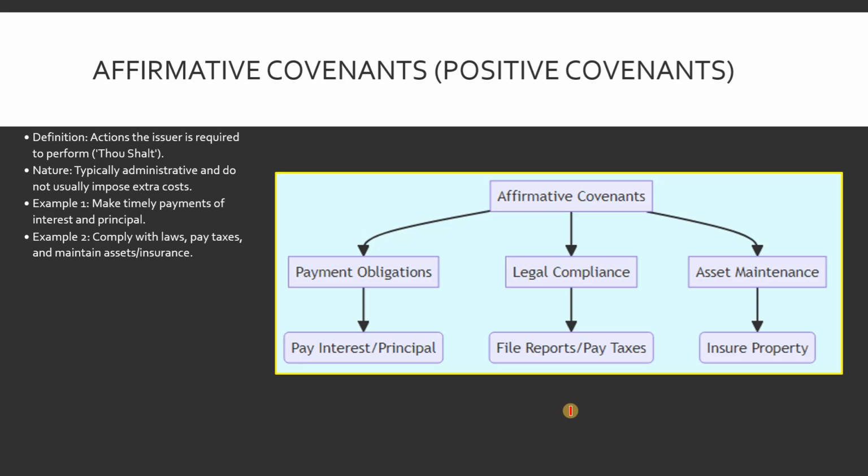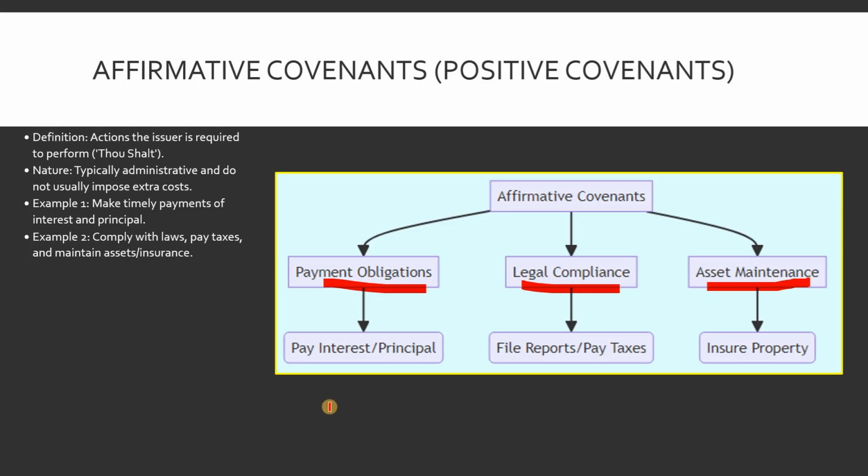These covenants do not usually stop the company from making business decisions. They just ensure the company remains a functioning legal entity. So this is affirmative covenants, as you can see in this diagram, correct? If we start at the top, we see three main items: payment obligations, legal compliance, and asset maintenance.